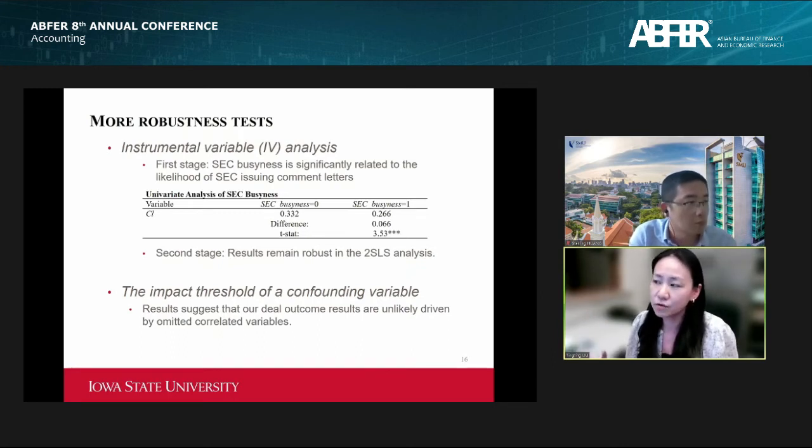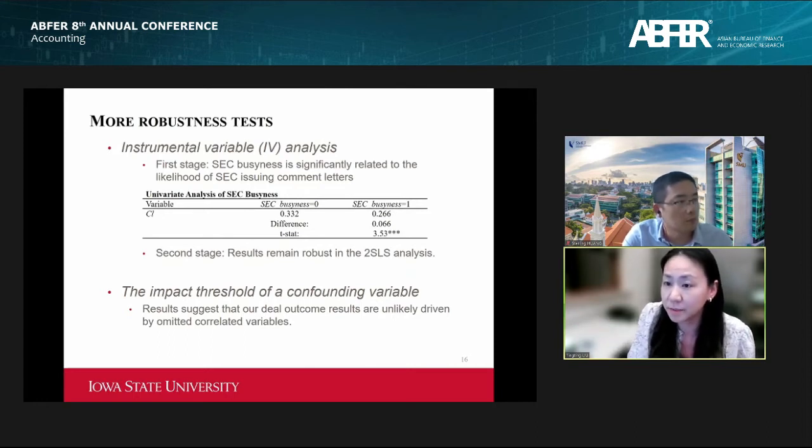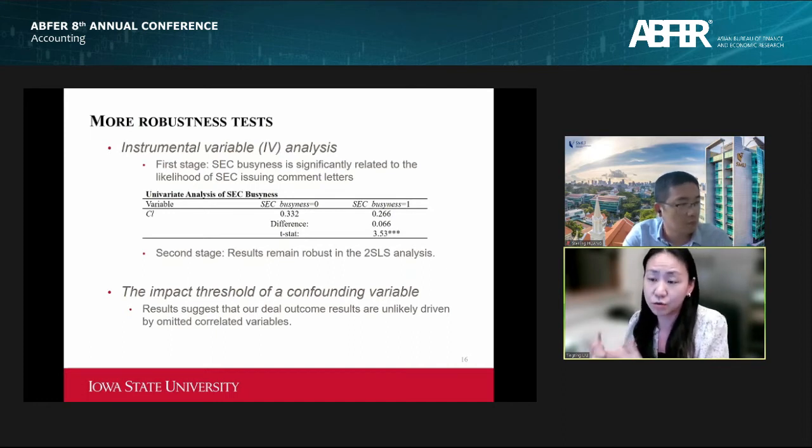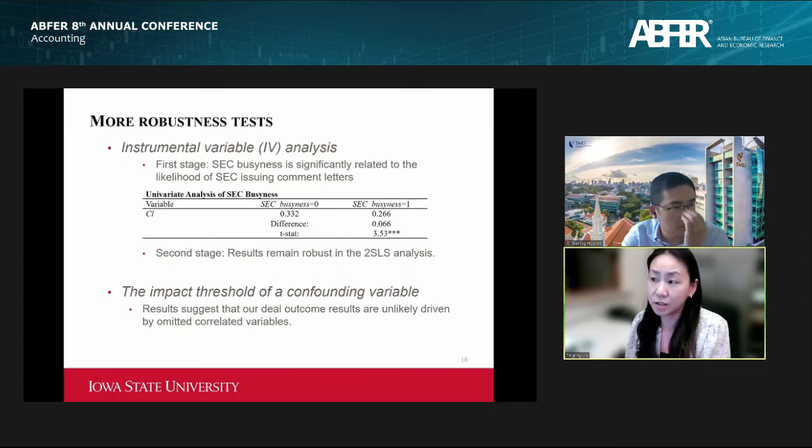But before the instrument variable analysis, we first look at the comment letters issued during those really busy times, and we find much weaker evidence that the comment letters issued during those SEC busy times affect deal outcomes. So that is consistent with our hypothesis. It is indeed the review process that affects the deal outcome, because we find much weaker evidence if the review process happens to be in those really busy time periods. And that result is very hard to explain by any immediate variable from the deal side or the firm side. And we push further by doing this instrument variable analysis.